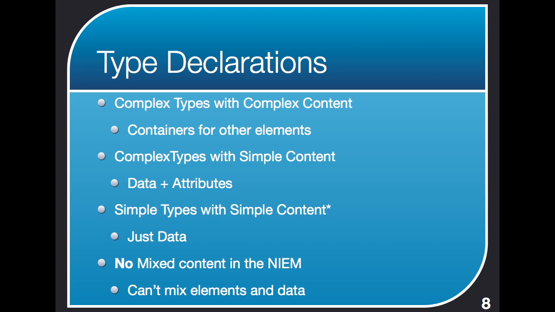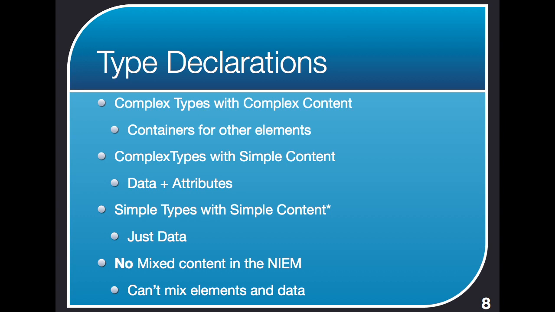Then there are complex types with simple content. Now these are not containers for other elements. These contain data, but they also have attributes. So it's more than just data. It's data plus attributes, but not additional elements inside. That's complex type with simple content. Then there's simple types with simple content. And these are types that just hold data. They just hold a string, they just hold a number, or something along those lines.